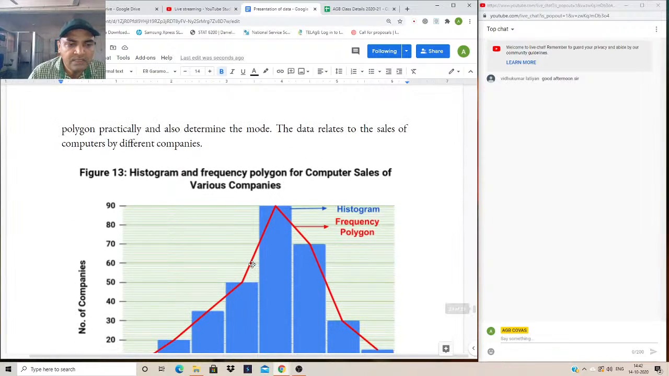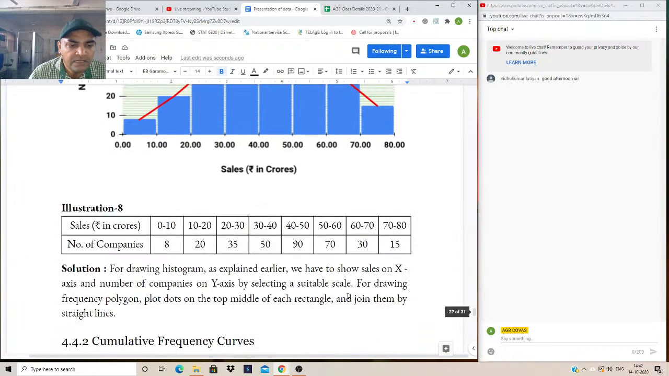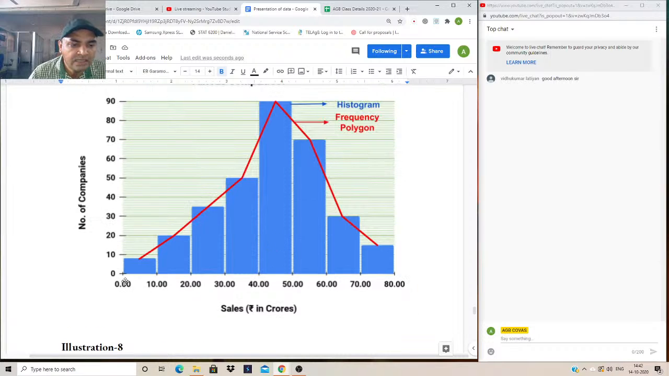So first of all, this is the histogram. This is the title. You can see that the frequency is on the y-axis, whereas the classes are on the x-axis. For example, the data is here. That is sales in crore: 0 to 10 crore, 10 to 20, 20 to 30, up to 70 to 80, and the number of companies making this much of sale. So you can see that 0 to 10 is depicted by the first bar, 10 to 20 by the second bar, and 20 to 30 by the third bar.